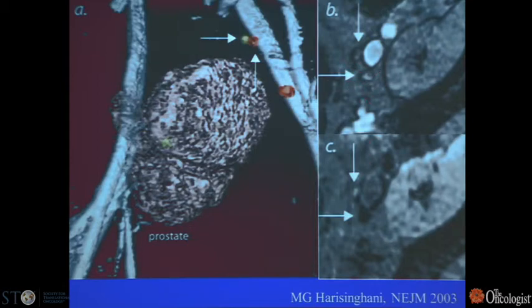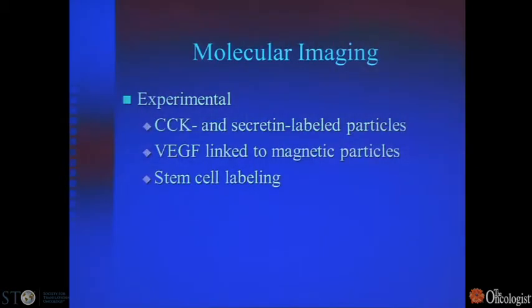Following the administration of SPIO particles, the contrast is taken up. These iron oxide or rust particles are taken up by a normal lymph node, and so it appears dark on post-contrast imaging, whereas nodes that contain tumor do not take up the iron oxide particles, and as a consequence remain hyperintense. So this is a clinical example of the use of SPIO particles.